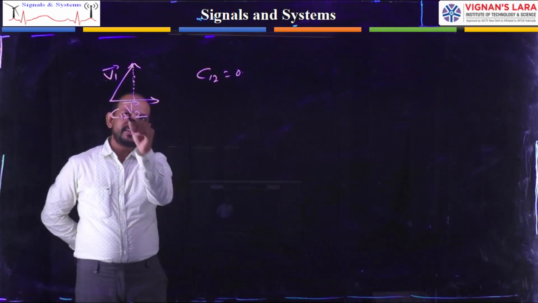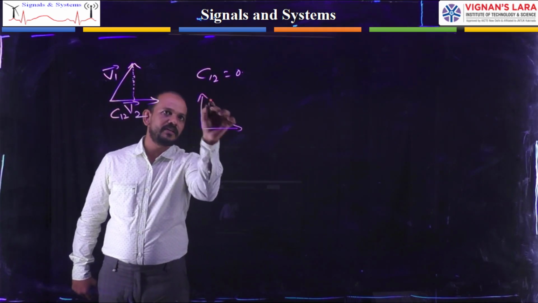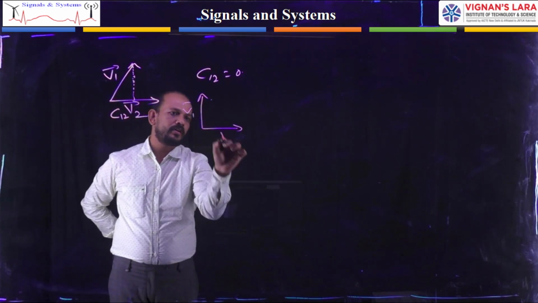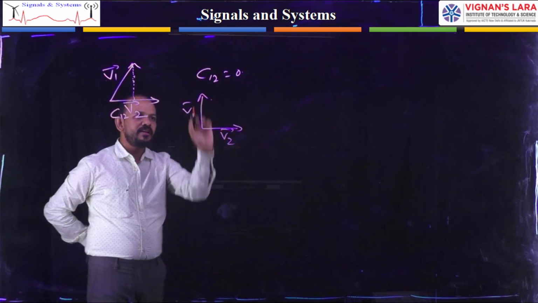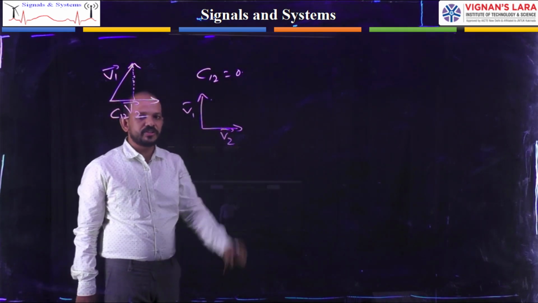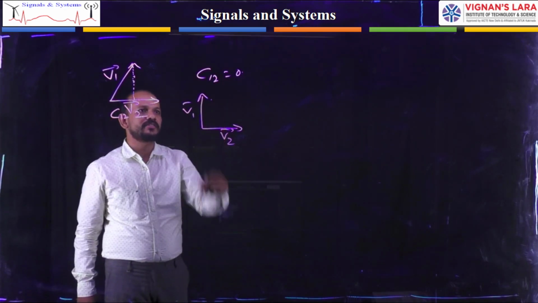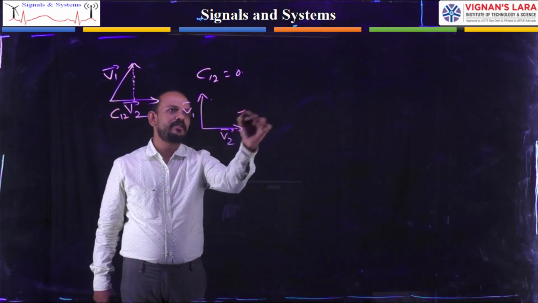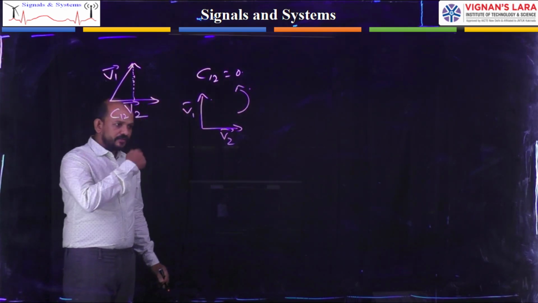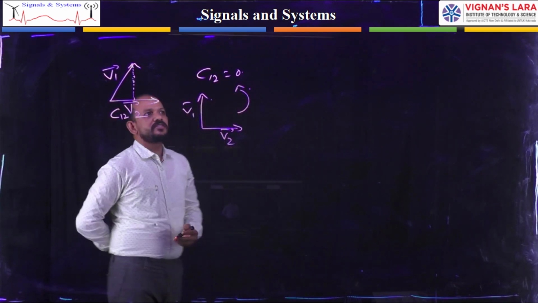That is, these two vectors will be like this. That is, the two vectors, V1 bar and V2 bar, are mutually perpendicular to each other. The mutually perpendicular vectors are called orthogonal vectors. So for orthogonal vectors, the value of C12 will be equal to 0. Okay. So how can you say that? Because we can mathematically also prove this.